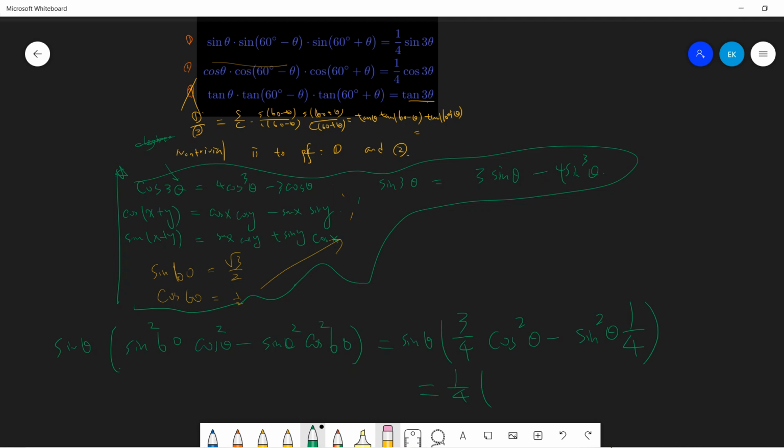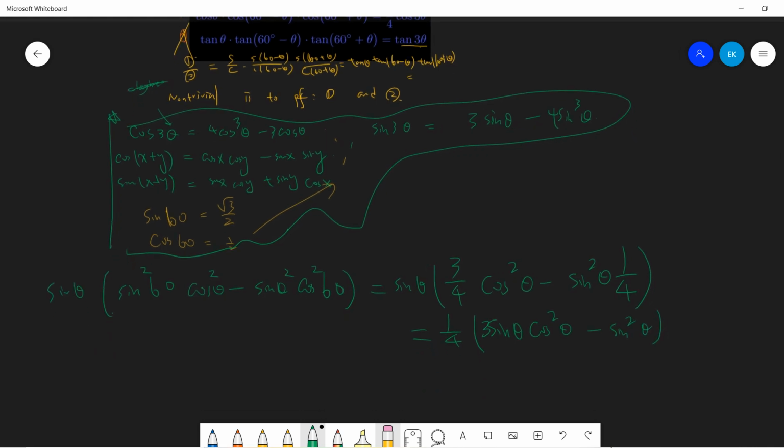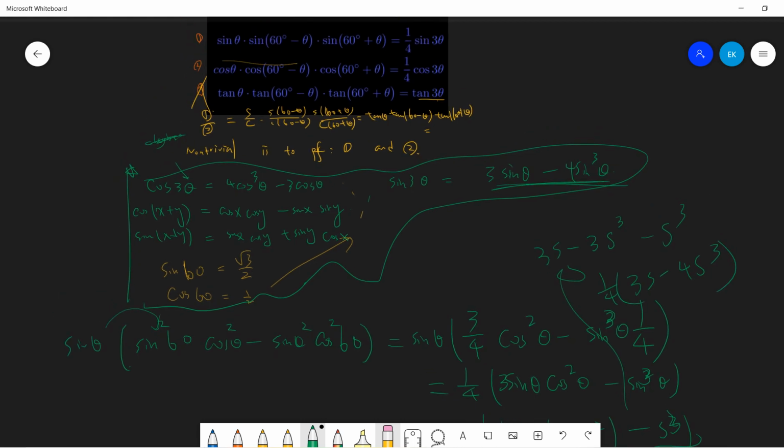So it's sine theta times 1/4 times 3 cosine squared minus sine squared, which is 1/4 sine theta times 3 times 1 minus sine squared minus sine squared. Collecting everything, we get 3 sine minus 3 sine cube, minus the sine cube, because you multiply by sine here. So you get 3 sine minus 4 sine cube, and the 1/4, which is exactly this one. So we proved this one.